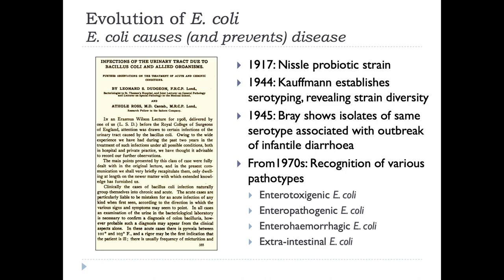And various studies along the way, there was a probiotic strain that was isolated in 1917 that seemed to protect people from diarrhea, and is still being studied now. Various serotyping showed that there was a lot of strain diversity in E. coli, but that you can get outbreaks of a particular strain of the same serotype. And so it showed this kind of epidemic potential. And from the 1970s onwards, there have been these various pathotypes that have been described. So when we're looking at diarrheal disease, we can talk about enterotoxigenic E.